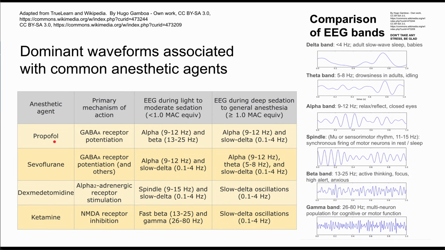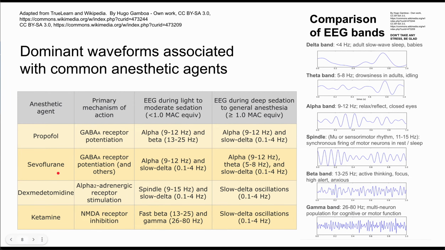Let's start with Propofol. The primary mechanism of action of Propofol is GABA-A receptor potentiation. During light to moderate sedation, you'll see primarily alpha and beta waves. As you increase that sedation with Propofol, that beta wave will turn into slow delta wave. So the frequency goes down, the EEG bands go slower as you increase Propofol doses.